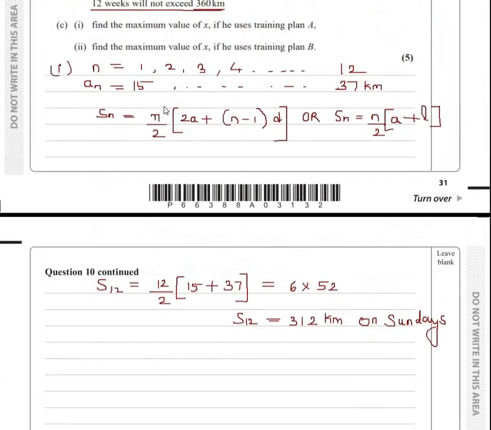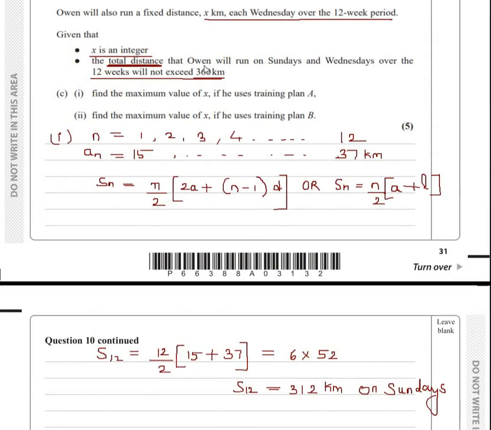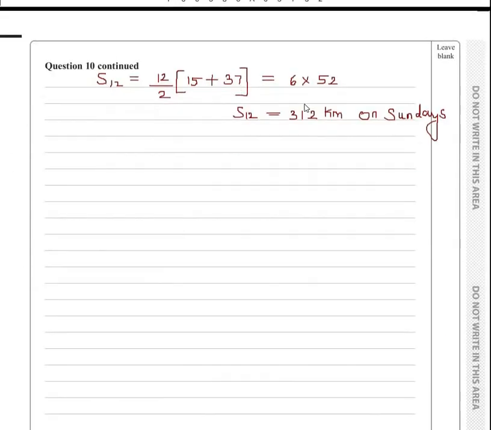So they have given here the total distance that Owen will run on Sundays and Wednesdays over the 12 weeks will not exceed 360. That means if he is running for 312 kilometers on Sundays, on Wednesdays he is going to run for 360 minus 312 kilometers. That gives you 48 kilometers.